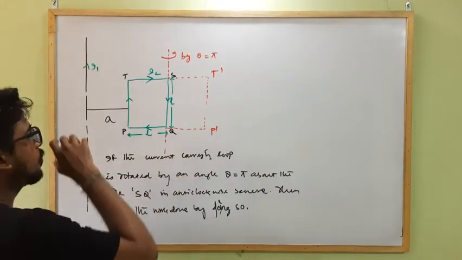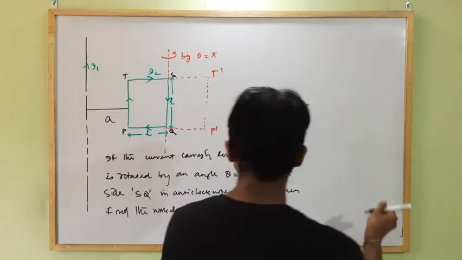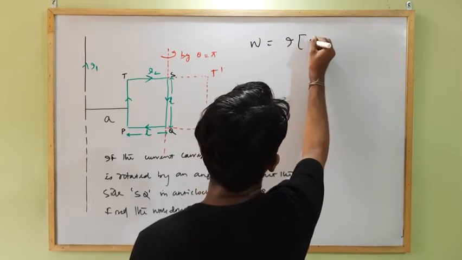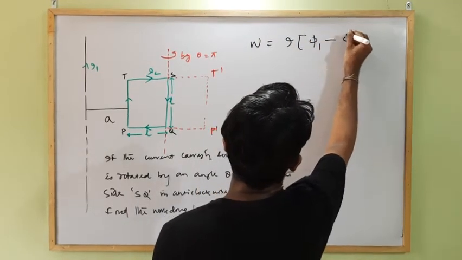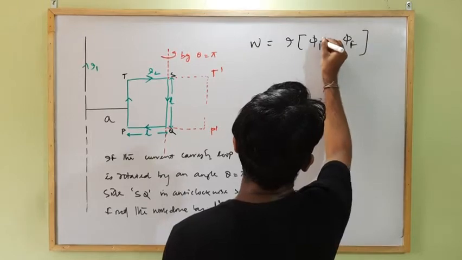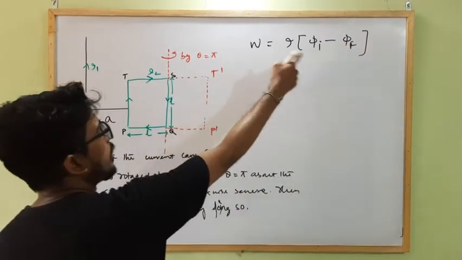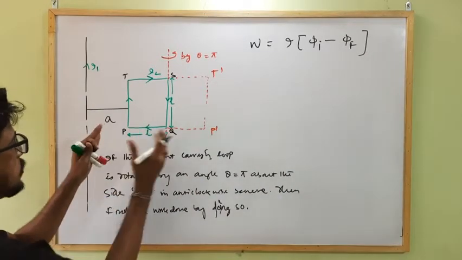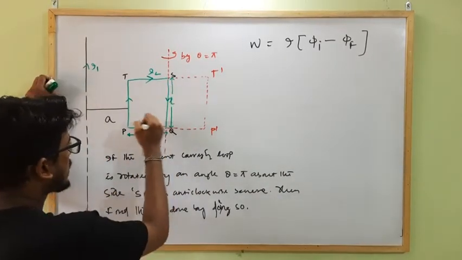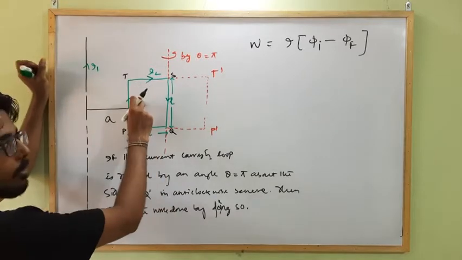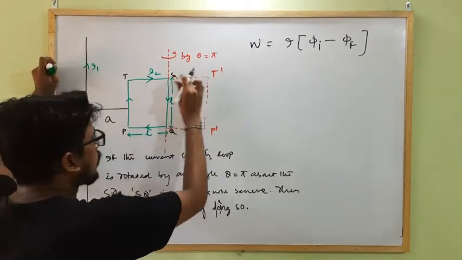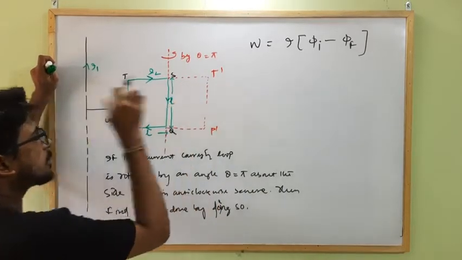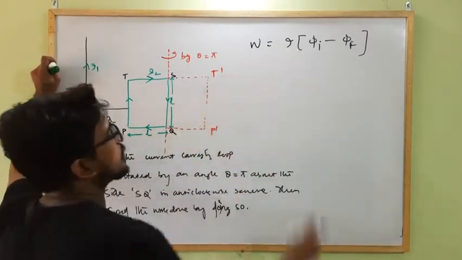So as we know, what will be the expression for work done by a current carrying loop present in an external magnetic field? It will be I into (phi initial minus phi final): the current flowing through the coil into the initial flux linked with the coil minus the final flux linked with the coil. So in this situation, this is the place of the coil initially. So at this place we have to calculate the flux linked with the coil, and finally the coil will be placed over here. So we have to calculate the flux linked with the coil at this place, that will be the final flux. Then we have to use this formula.